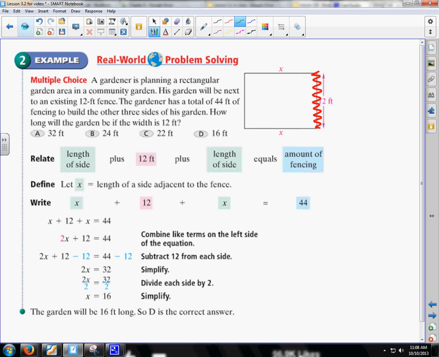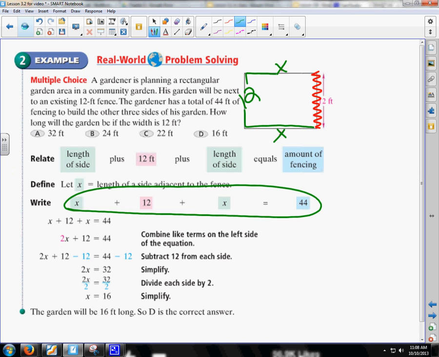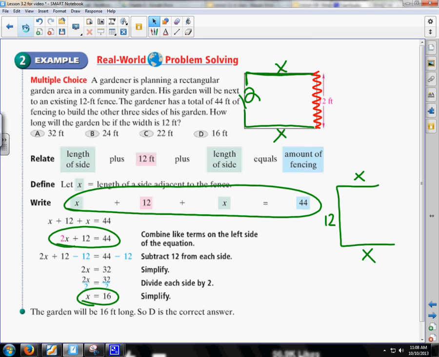So now, they have written an equation. And what they've done is they said, well, this side is x and this is x because that has to be the same length and we don't know what that is. And I know that this is 12. So I know my 3 sides, which I'm going to show you right now in green, are the 3 sides of the garden that I have to fence in. This is x, this is 12, and this is x, and I'm going to add them together to get 44. So then they did this equation here, and then they solved it, and they said, okay, both sides need to be 16. So try one of your own.